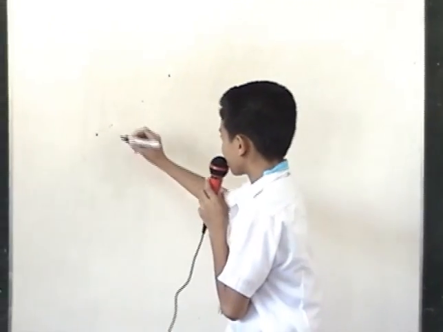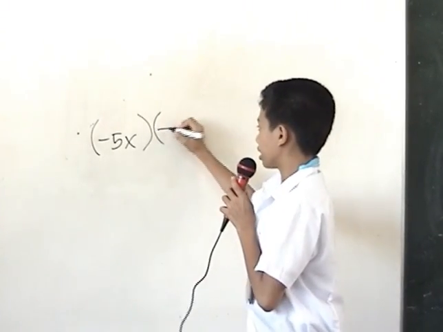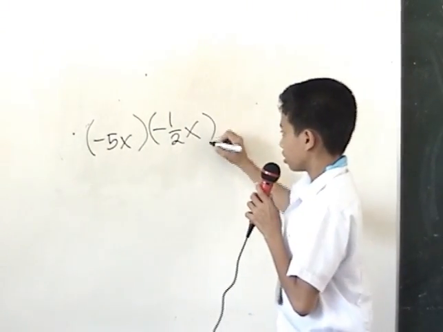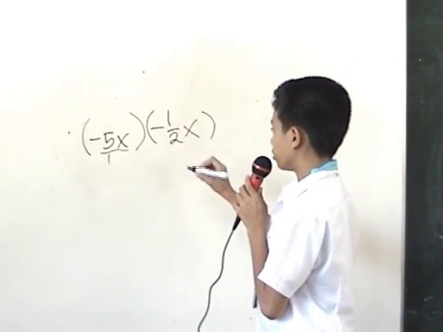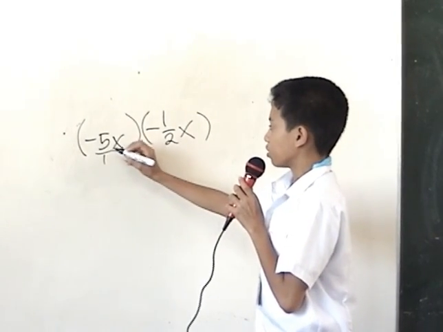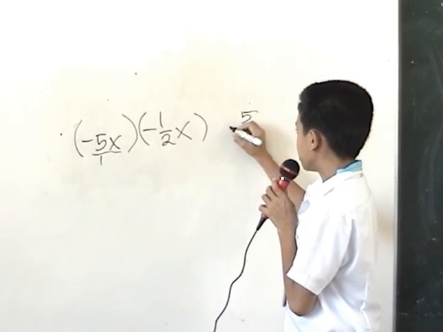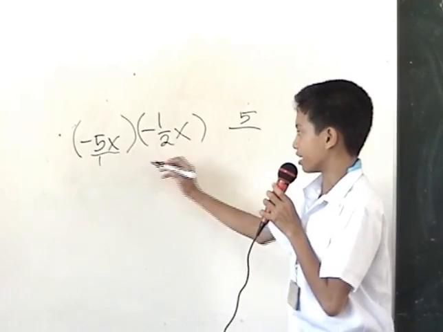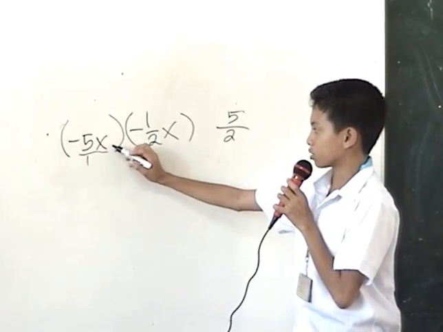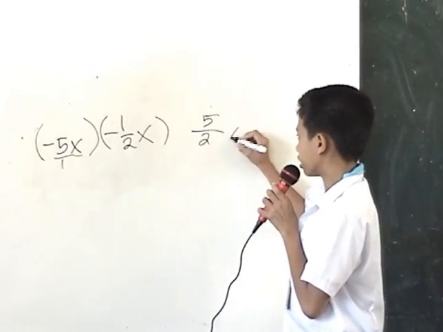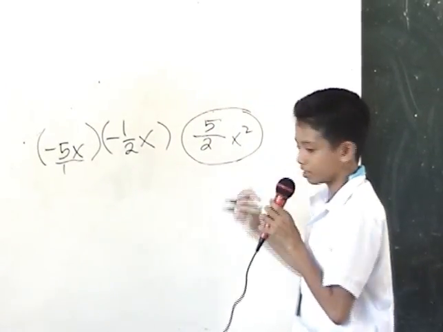To multiply negative 5x times negative 1/2 x, first we need to change 5x to a fraction. Then we multiply negative 5 to negative 1 and we get 5, and we multiply 1 and 2. So we get 2, and then we add the exponent of the variable, that is x squared. Then we get the answer 5/2 x squared.